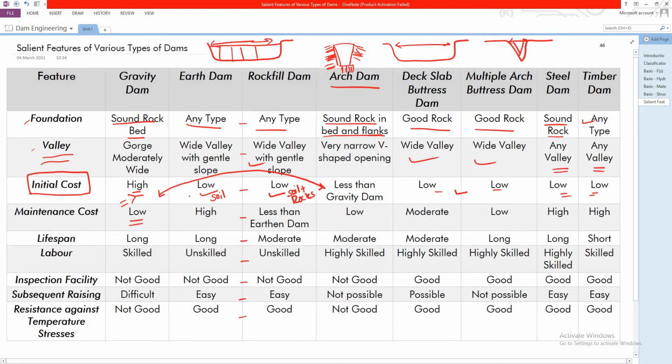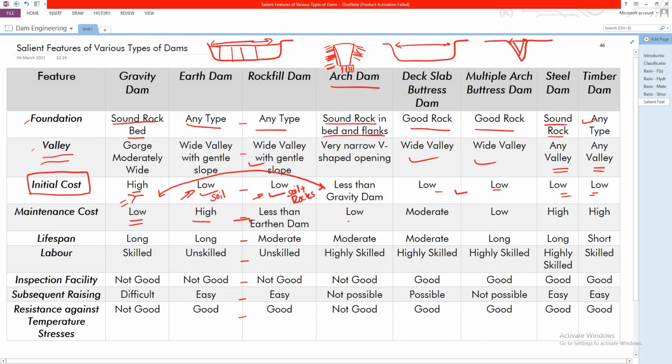Then earthen dam. See, initially the earthen dam and the rock-fill dam cost low. They were putting less strain on the budget, but in case of maintenance, they require a high level of inspection as well as a high level of maintenance.